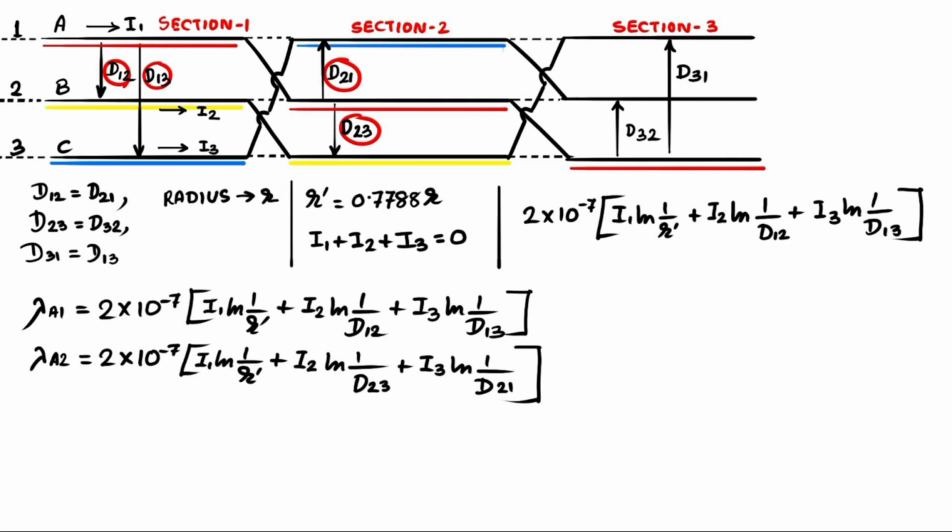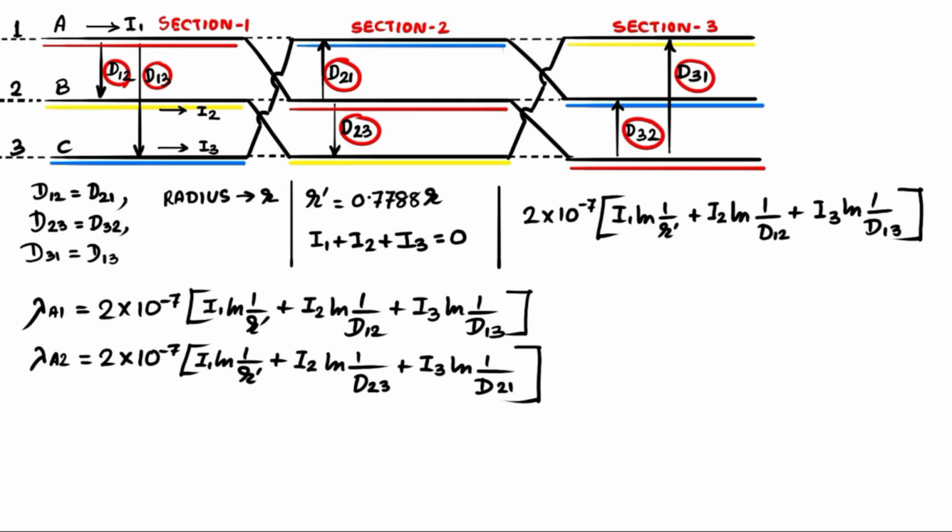Next, let us consider section 3. After the second transposition, conductor A moves to the bottom position, conductor B occupies the top position, and conductor C occupies the middle position. Once again, the distances between conductor A and the other conductors change according to its new position. The distance between conductor A and conductor B is now d31, and the distance between conductor A and conductor C is d32.